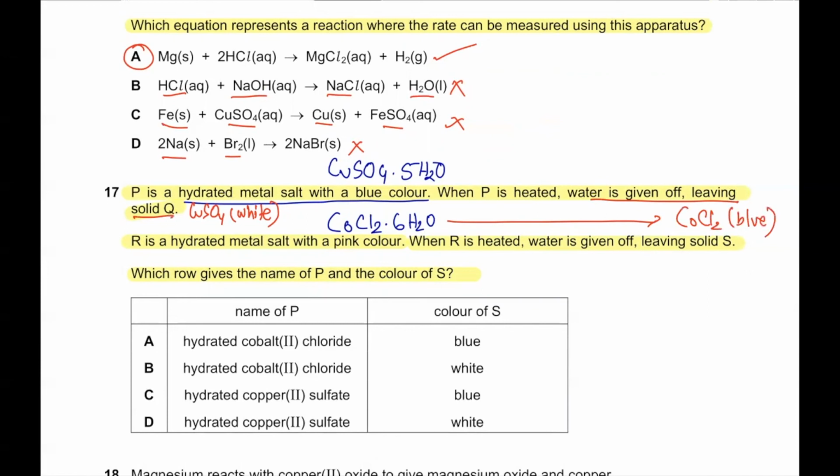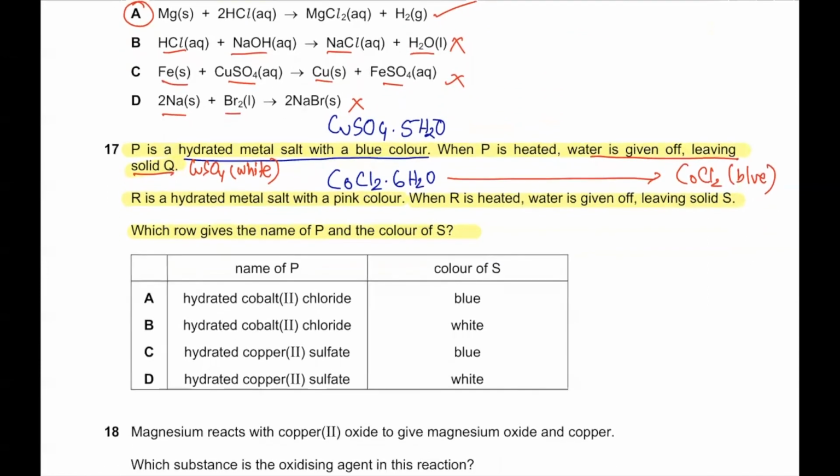So name of salt P will definitely be hydrated copper sulfate. And color of solid S. S will be blue in color, so blue. C is the correct answer.